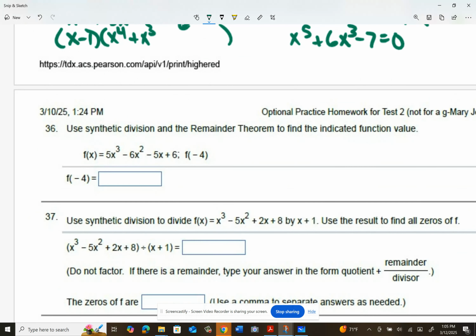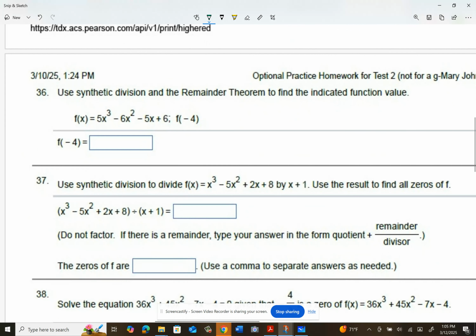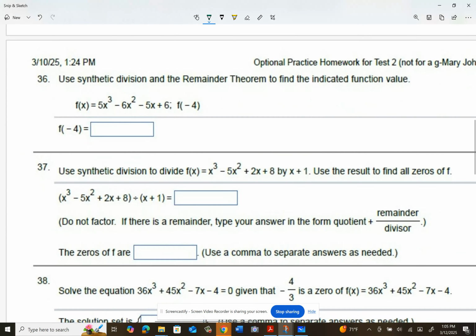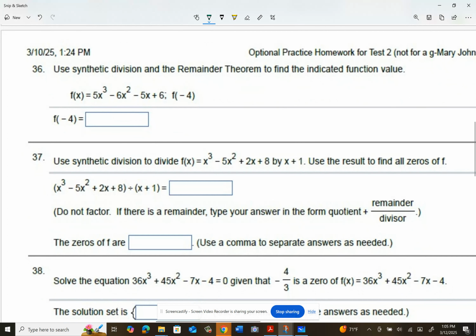Now, here's a couple things that you can do if you know what the synthetic division is really doing. All right, so here, synthetic division could be used to find the value of the function at -4. Okay. All right, that's actually what the remainder really does.